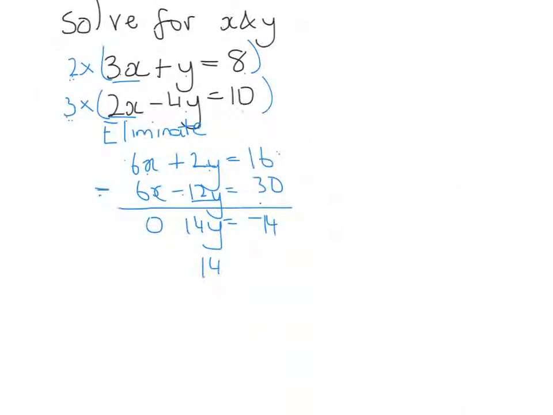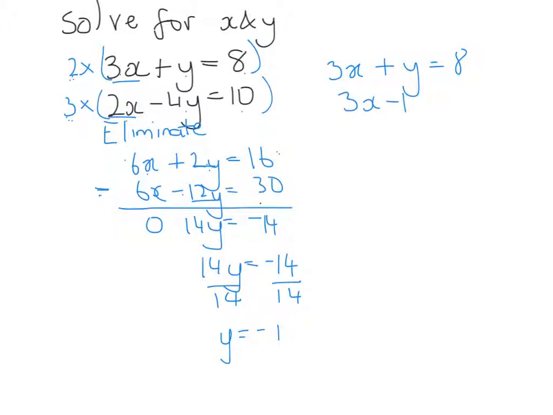So we end up with 14y is equal to minus 14. And if we divide it by 14 on both sides, we get y is equal to minus 1. Now if y is equal to minus 1, we could substitute that back into either equation. I might take the first one here and say, alright, if I know that, then 3x minus 1 is equal to 8, so 3x is equal to 9, so x is equal to 3. So I might be able to say, therefore, x is equal to 3, and y is equal to minus 1.